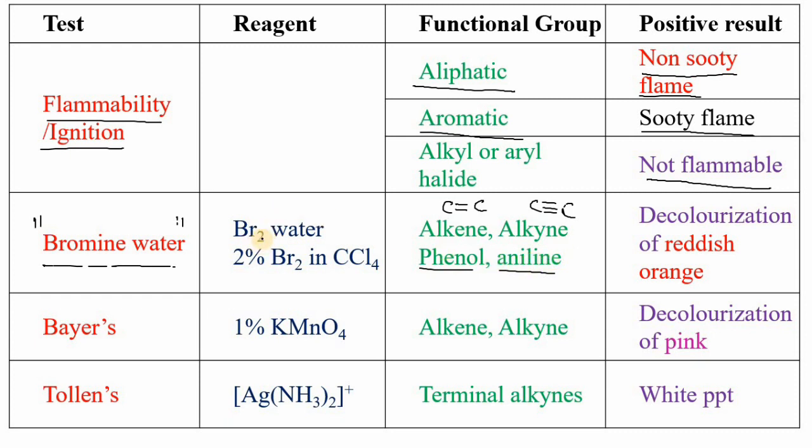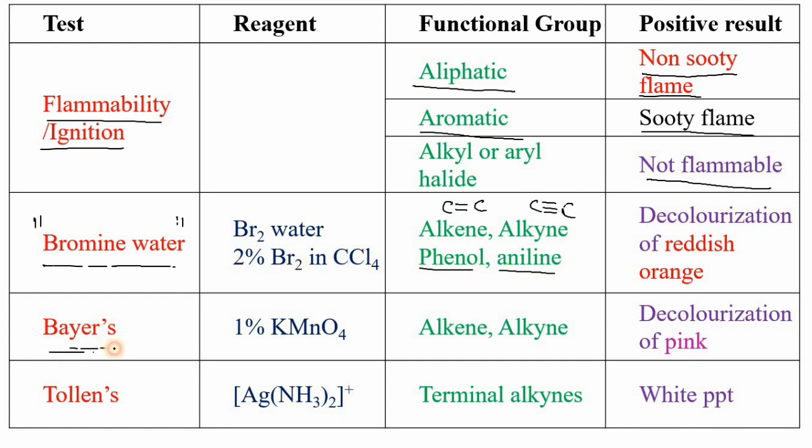We know that the color of bromine water is reddish orange. In presence of these functional groups, there is a decolorization of the reddish orange solution. In case of phenol and aniline, there is a formation of a white precipitate.